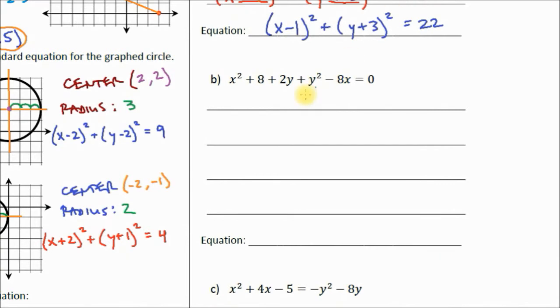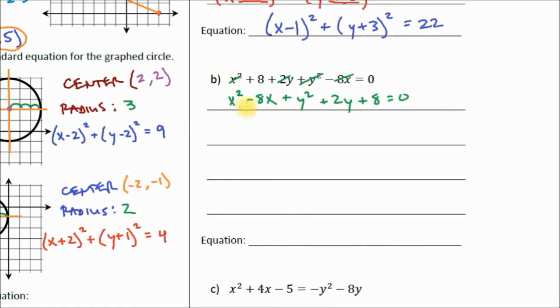Let's put them in the proper order. We've got x squared. That goes away. And we've got negative 8x. And then we've got plus y squared. We've got positive 2y plus 8 equals 0.